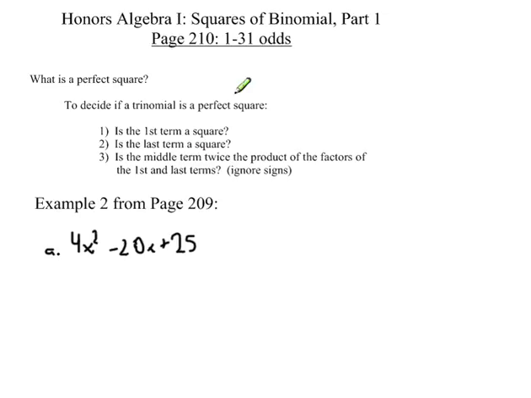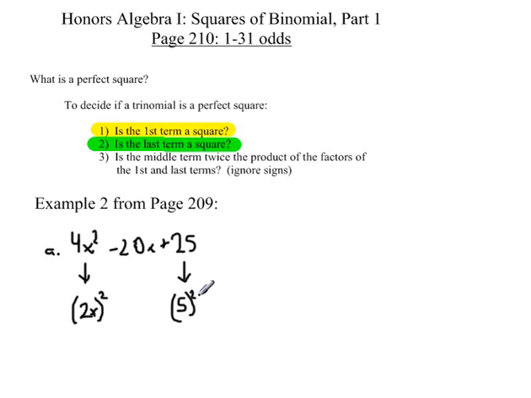It says what is a perfect square. Number one, is the first term a square? So when you look at the very first term, you're talking about 4x squared. So that is a square. That is 2x to the second power. So you can answer yes to that question. Secondly, is the last term a square? So let's look at that last term. It's 25. Well, obviously that is 5 to the second power, so far so good. We got 2 out of 3.